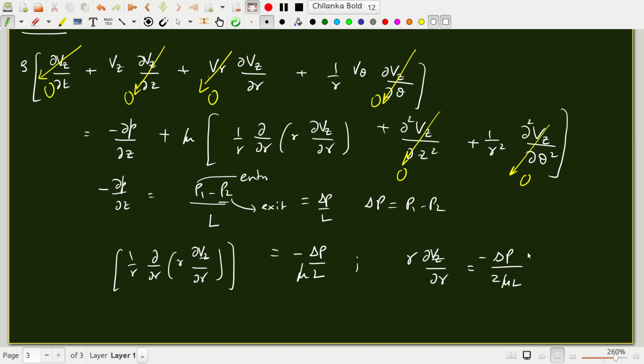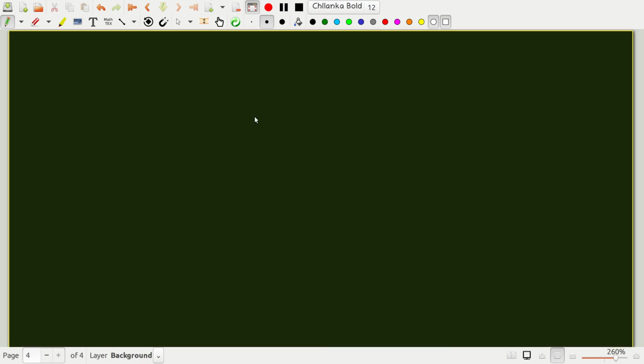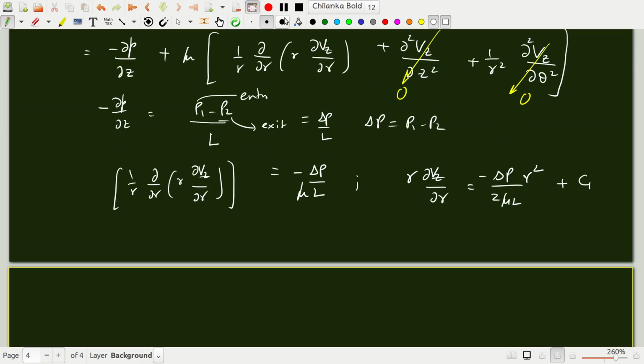Sorry, let me write it properly. r squared plus you'll pick up a constant. Now let me copy this.